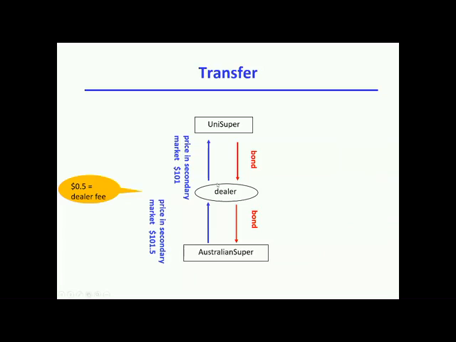If you do the same thing in pictures, we've got now the transfer. So now UniSuper, for whatever reason, decides, okay, we don't want to have the bond anymore. We need more cash, so we sell it. And in this example here, they sell it in the secondary market, of course, at $101. But there's a dealer sitting there as well between the buyer of the bond and the seller.